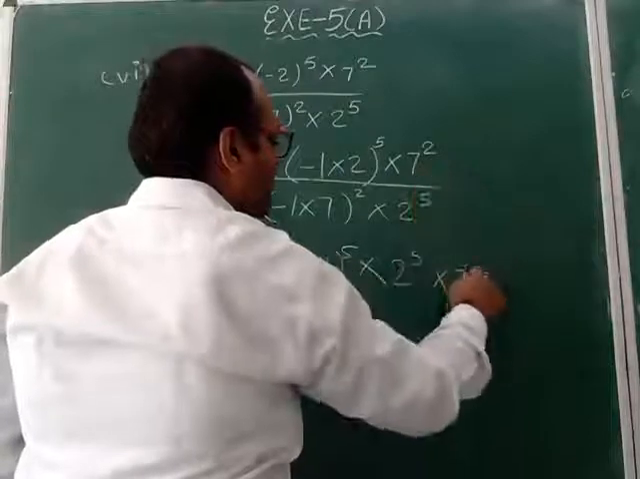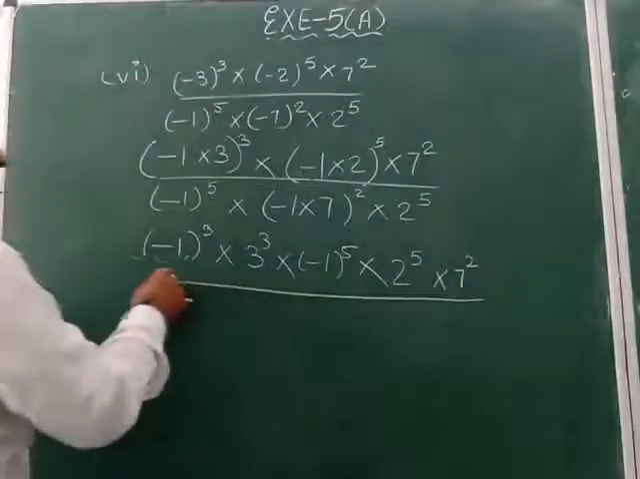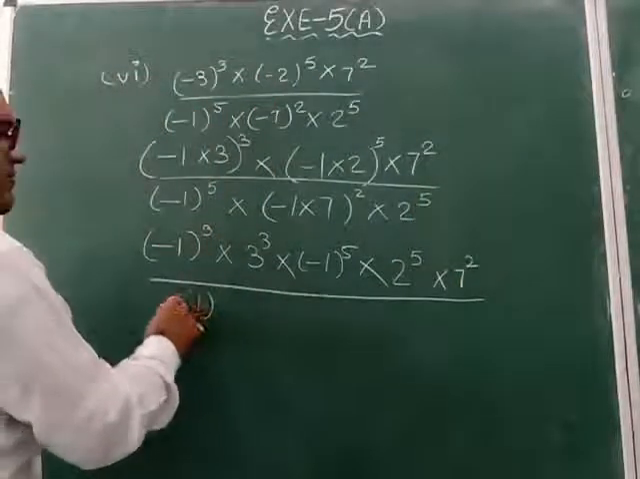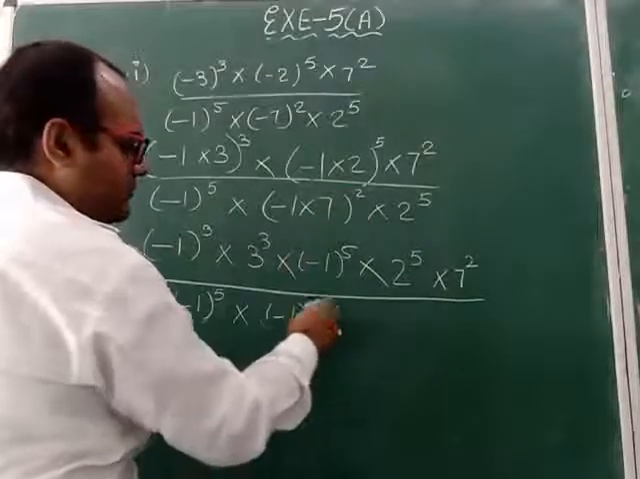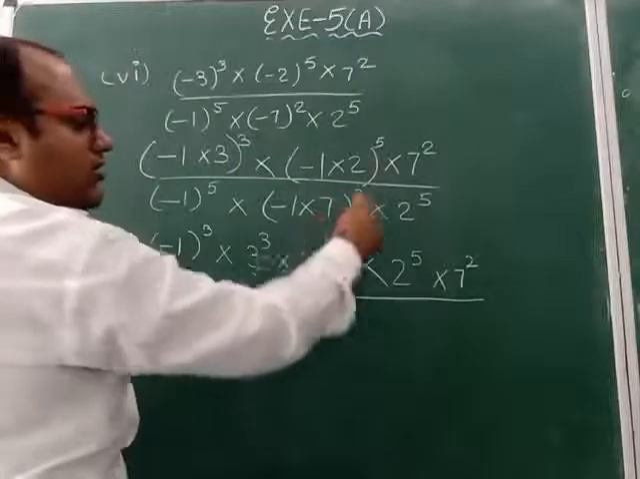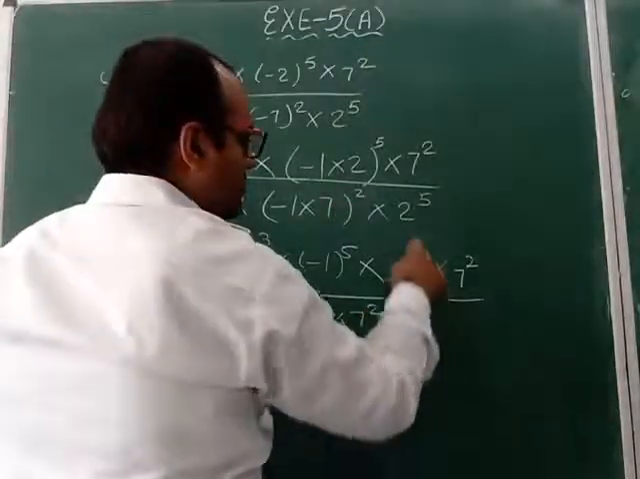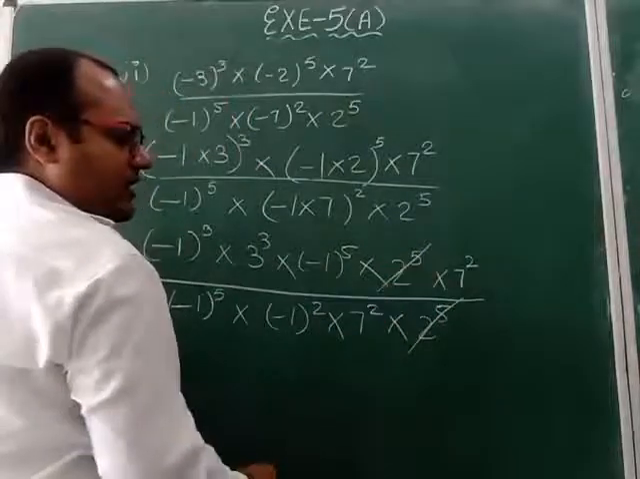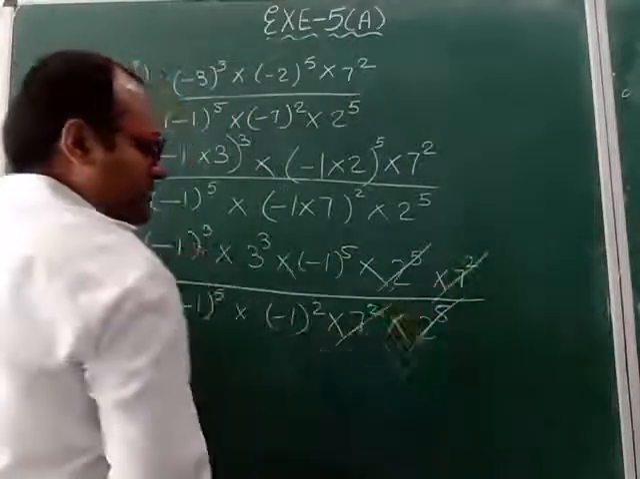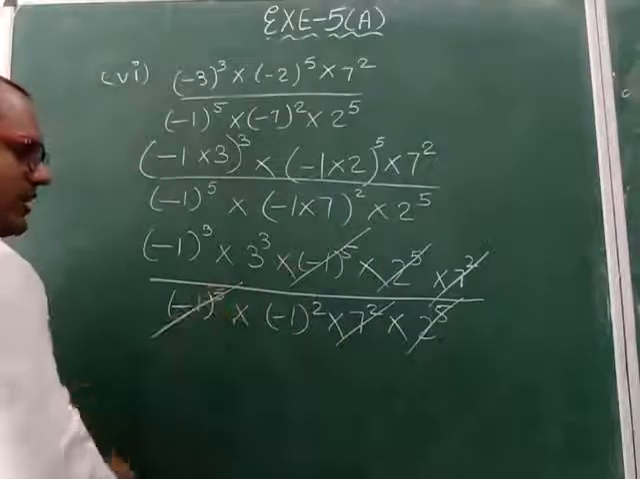7 power 2 upon minus 1 power 5, minus 1 power 2, 7 also power 2, 2 power 5. This 2 power 5 and this 2 power 5 will get cancelled. 7 power 2 will get cancelled. Minus 1 power 5 will get cancelled.